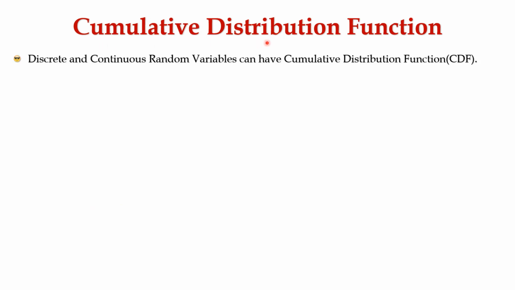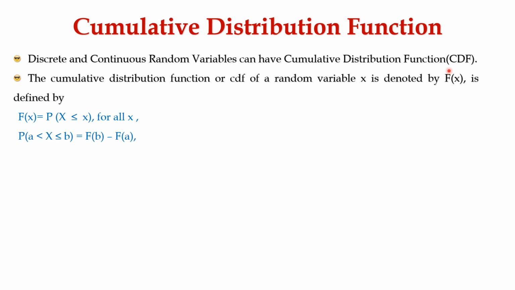Let's learn about the cumulative distribution function. Here, discrete and continuous random variables can have a cumulative distribution function, CDF. The cumulative distribution function, or CDF, of a random variable x is denoted by F of x, and it is defined by F of x is equal to P of capital X less than or equal to small x for all x. The probability of A less than capital X less than or equal to B is equivalent to F of B minus F of A.